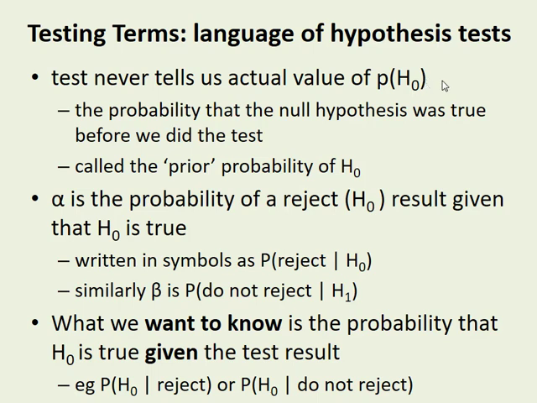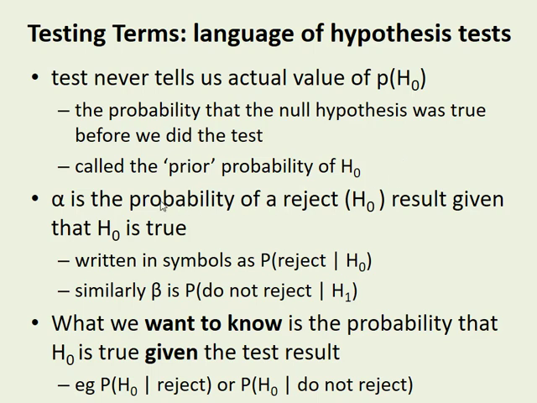Now, what tests never tell us directly is the actual value of the probability that the null hypothesis is true before we did the test. This is called the prior probability of H0. So even before you went and did all your testing, what was the probability that H0 was true? You never get that from the test.